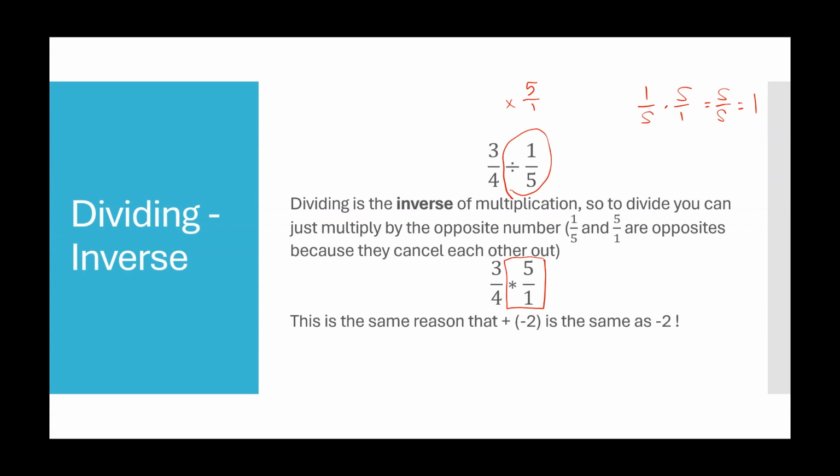And now we can use our multiplying rules that we already know. 3 times 5, 15. 4 times 1, 4. We could even turn this into a mixed number if we wanted. It's 3 3/4. How lucky. So remember, dividing is the inverse of multiplying, just like subtracting is the inverse of addition.